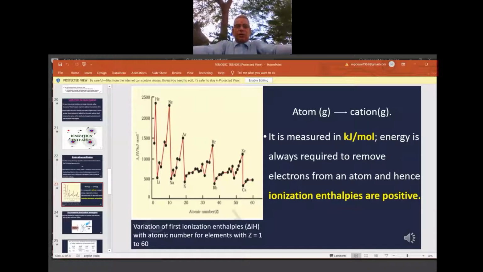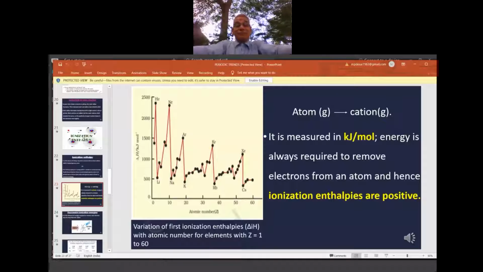They have taken a graph of ionization enthalpy in kilojoules per mole versus atomic number, and you see the beautiful zigzag graph. The most important areas are the topmost and the bottommost. Topmost places are occupied by helium, neon, argon, krypton, xenon. All these are noble gases. That means their ionization enthalpy is very high. Why? They are chemically least reactive, with a fully filled electronic configuration. More energy is required, so it is high on the graph.